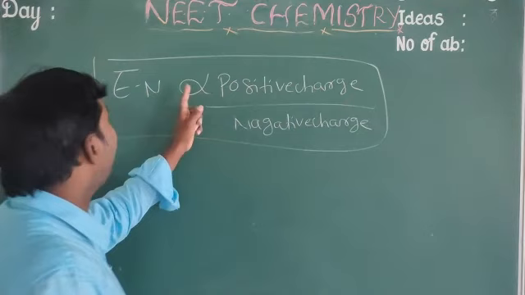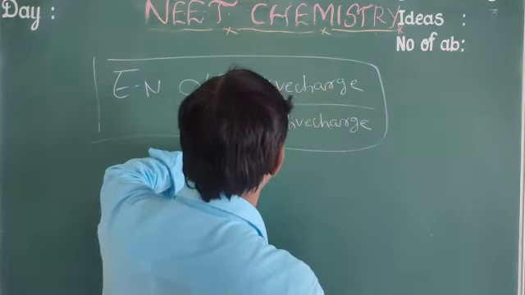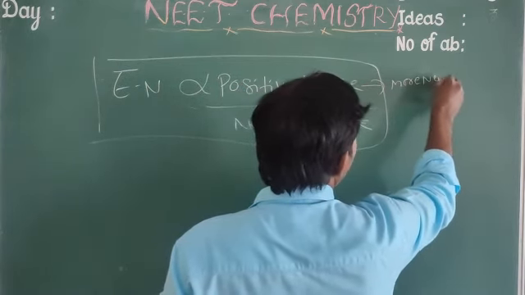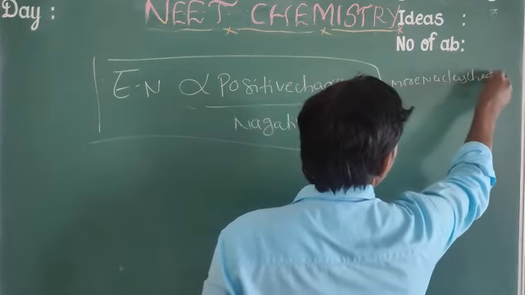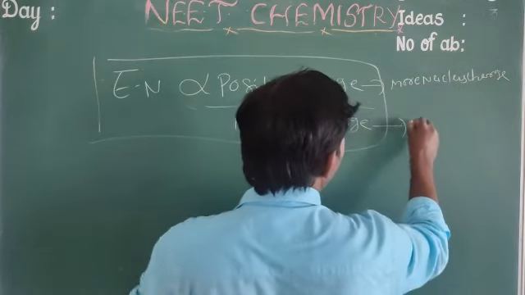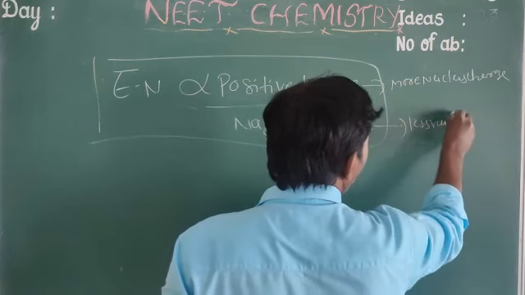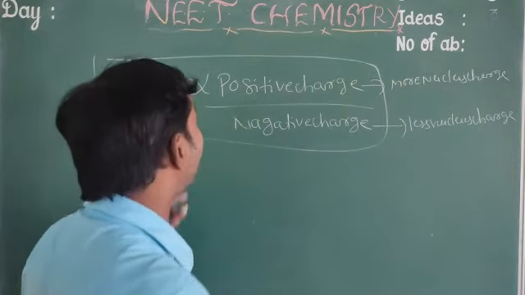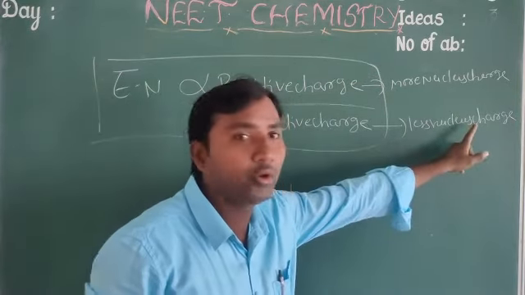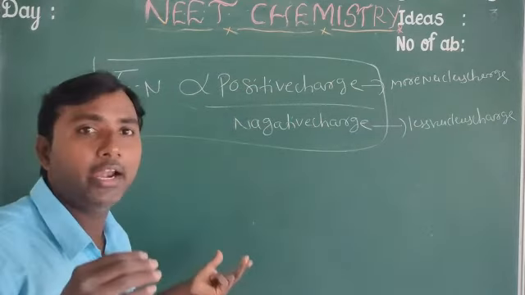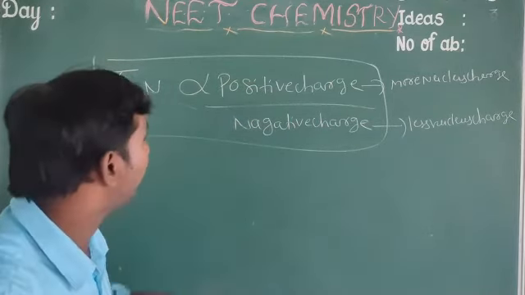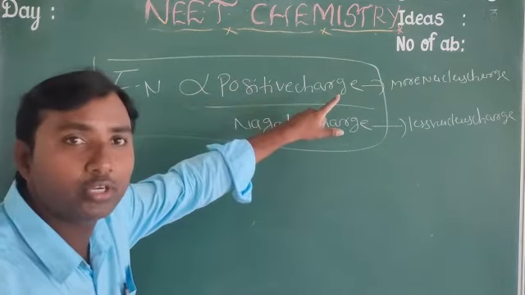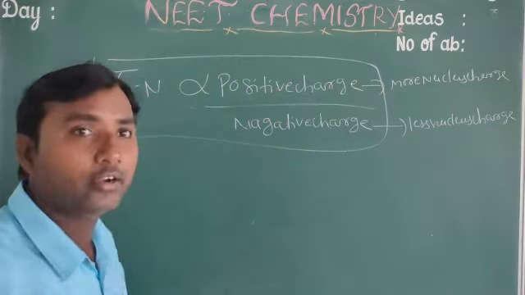That's why electronegativity is directly proportional to positive charge: positive charge elements have more nuclear charge. Negative charge elements have somewhat less nuclear charge compared to positive charge elements. We already know electronegativity is directly proportional to nuclear charge. That's why, compared to negative charge elements, positive charge elements have more nuclear charge.